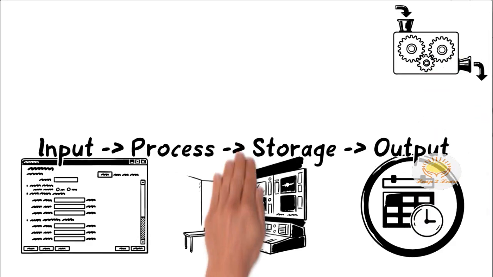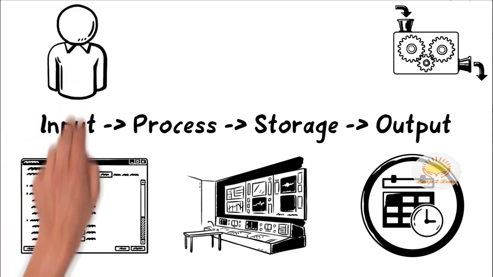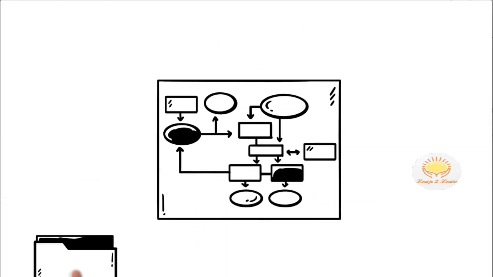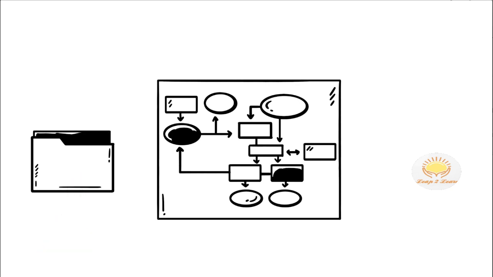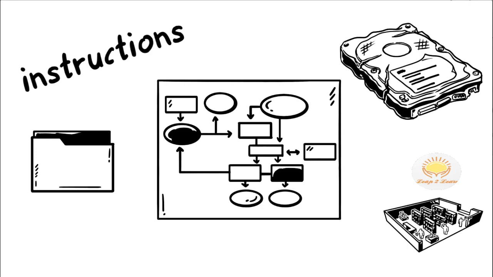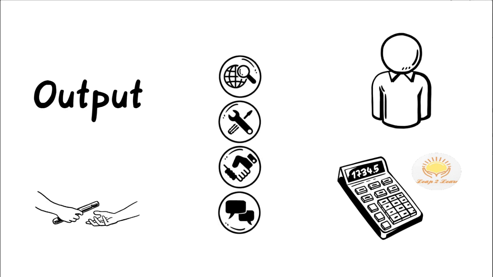Functions of computer: input, process, storage, output. Input: computer accept data from the user. Process: it process the data according to a given set of instructions. Storage: stores the data according to user's instruction. Output: gives the desired result based on user requirement.